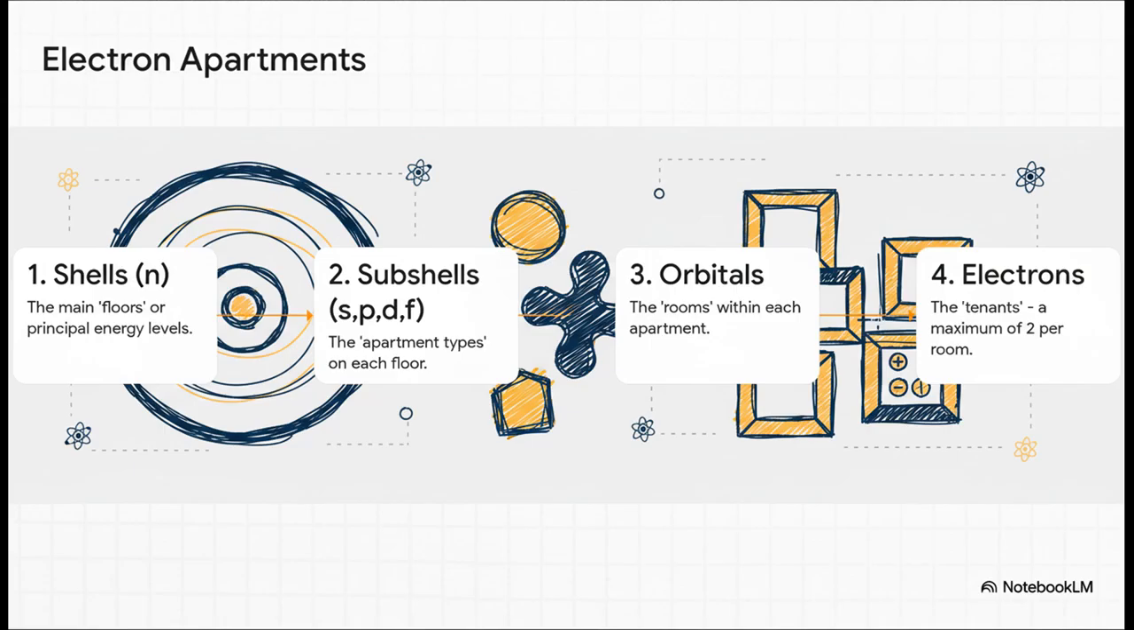It's a great analogy. The main energy levels, which we call shells, are the floors of the building. On each floor, you've got different types of apartments, and those are the subshells. Each apartment is made up of rooms. Those are the orbitals. And finally, every room can hold a maximum of 2 tenants, and those are our electrons.